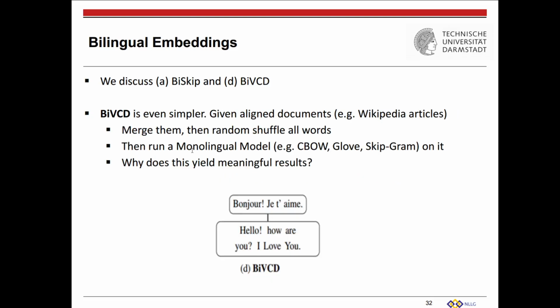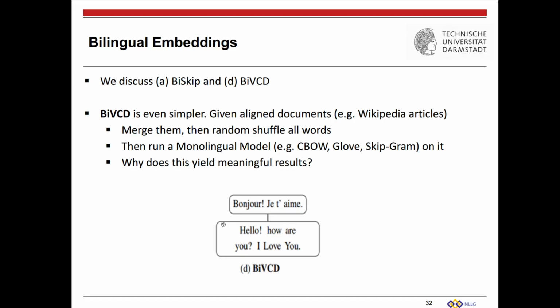Then the BiVCD, that is a very, very simple approach. What it's doing is it's taking aligned documents, for example, a Wikipedia article on Donald Trump. So it takes the English Wikipedia article and a German Wikipedia article. Then it merges them and randomly shuffles all of the words. And then it runs a monolingual model. For example, take your favorite model, CBOW, GloVe, skipgram, whatever you have, on this shuffled corpus. And then that's it, right? That's the model. Now the question is, does that give any meaningful results, and under which conditions?